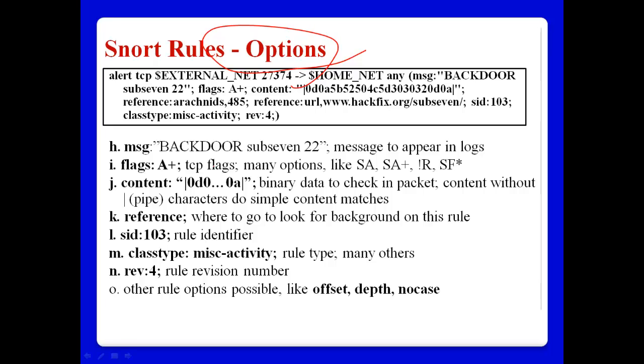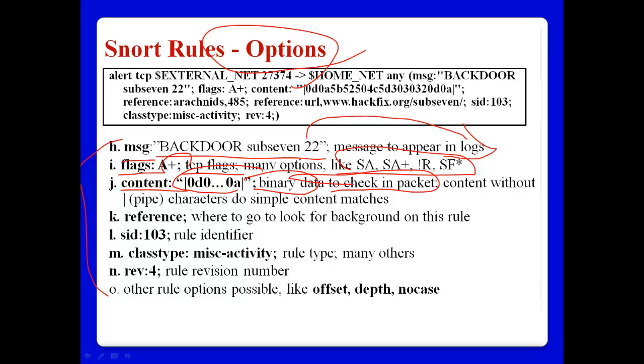In options here, we can find these kinds of terms. For example, the message, like this, for example, backdoor Sub7 22. This kind of message will be logged to the log file. And the flags, A+, means the TCP flag. Except for this one, we can use other flags as well. And the content here, we can find some binary data, and this kind of binary data needs to be checked in the packet.